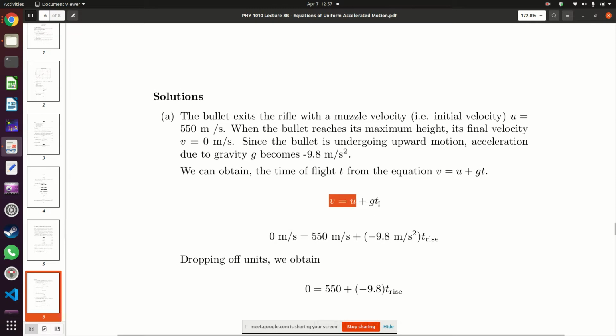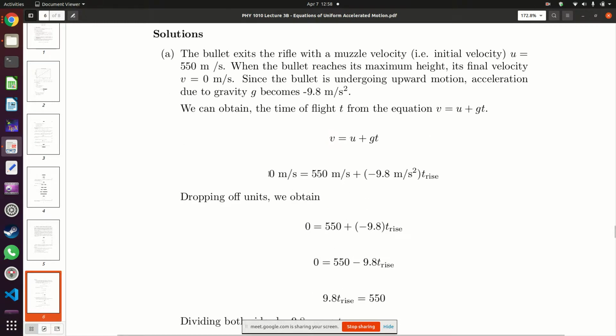V is equal to U plus GT, where U is our 550 meters per second plus our G, which is minus 9.8 meters per second squared because the bullet is moving away from the surface of the earth. Then the T is the time we're looking for. At maximum height, the velocity of the bullet is 0 meters per second. When we substitute these values, final velocity is 0 meters per second, initial velocity 550 meters per second plus G, minus 9.8 meters per second squared, multiplied by the T, which is the rise time.